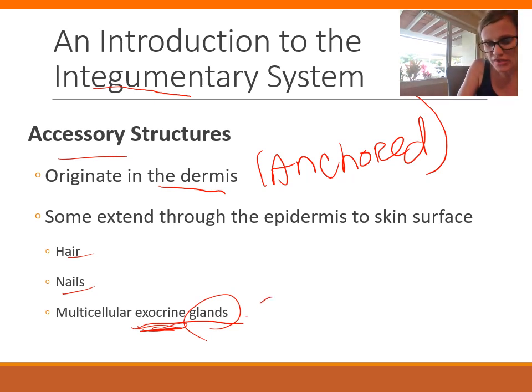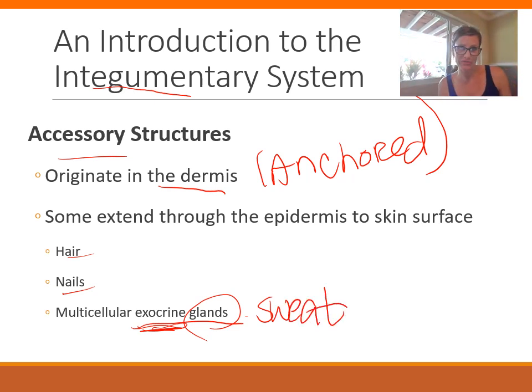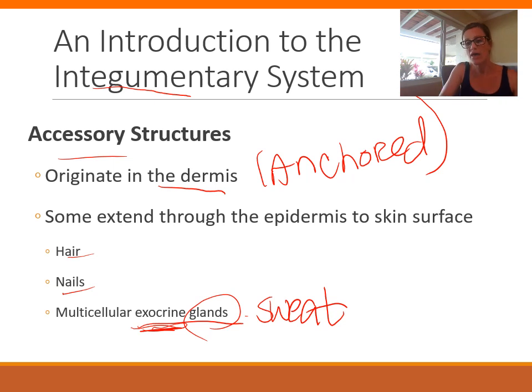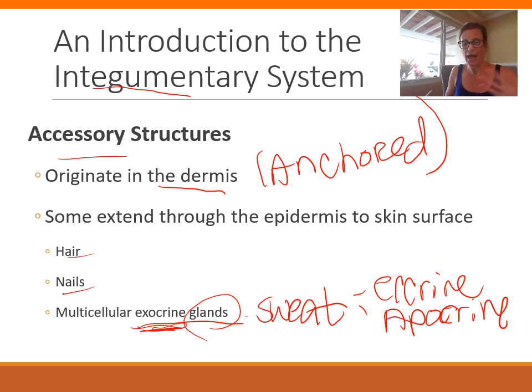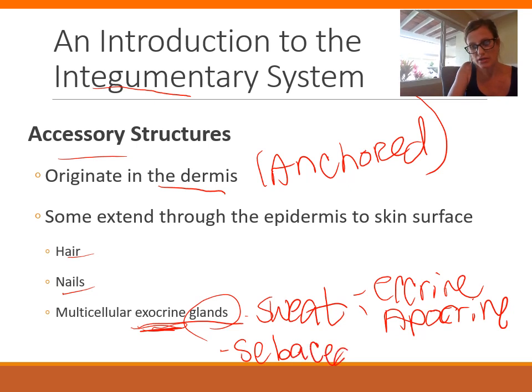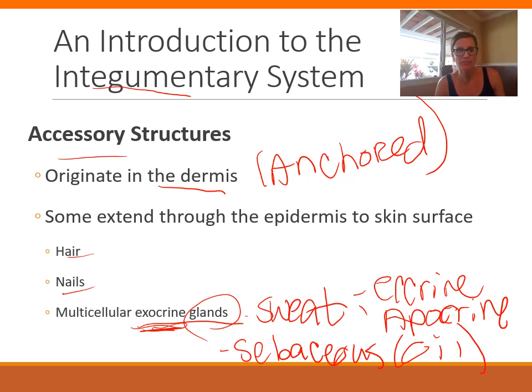So these include things like sweat glands. They're technically called sudoriferous glands, but sweat glands, which there are two different types. You guys should have already learned this in lab, but there are eccrine sweat glands and apocrine sweat glands. And then there are also sebaceous glands. Those are oil-producing glands.